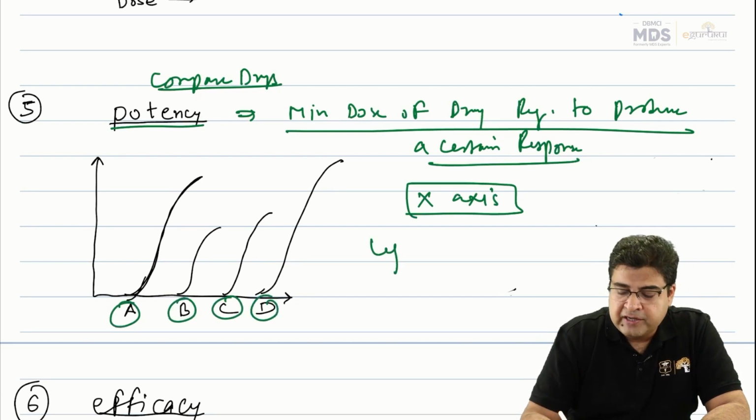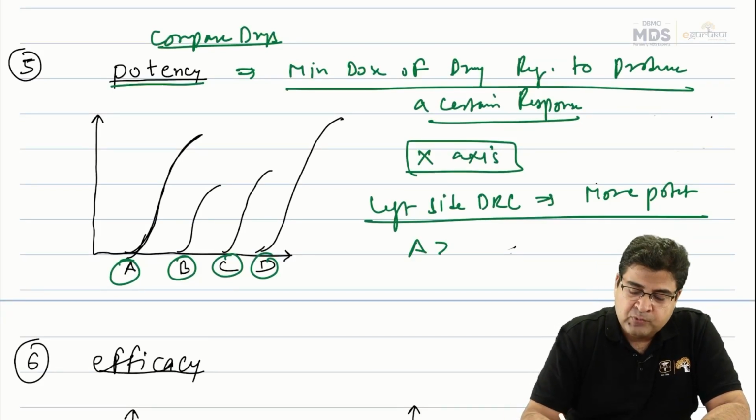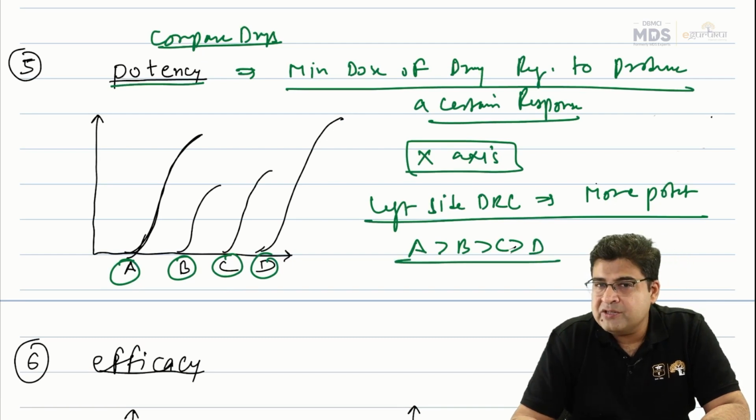So any medicine graph on the left side, left side DRC, means the drug is more potent than the medicine which has the graph on the right side. So here A is most potent, followed by B, then C, then D. This is how we can compare the potency of the medicine.